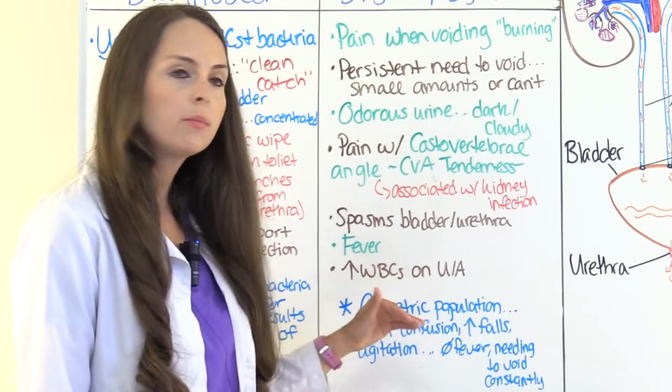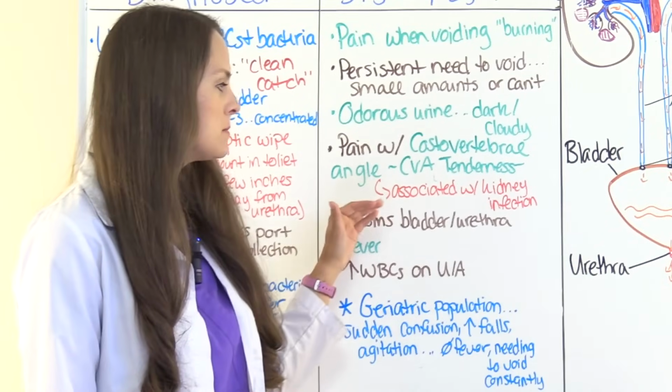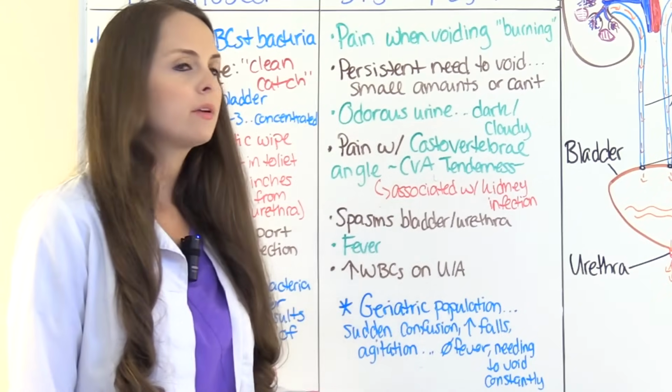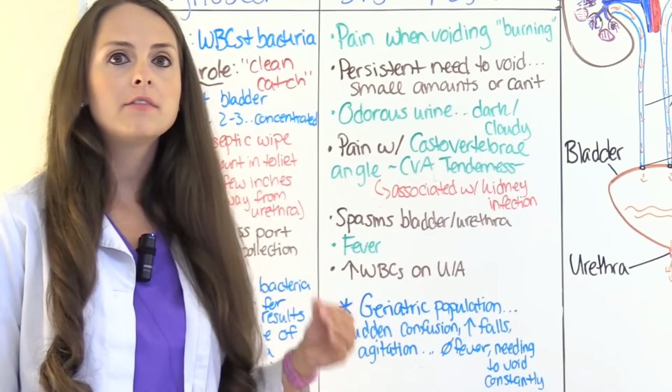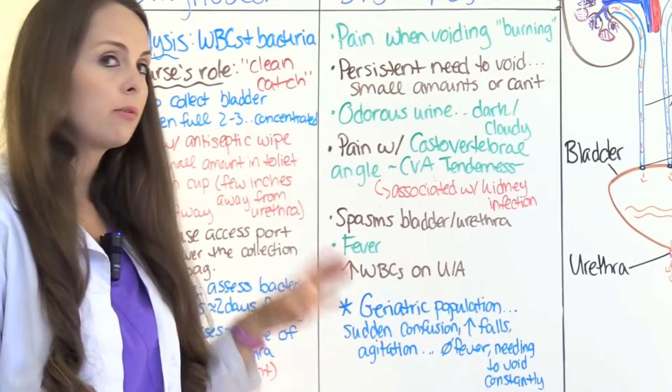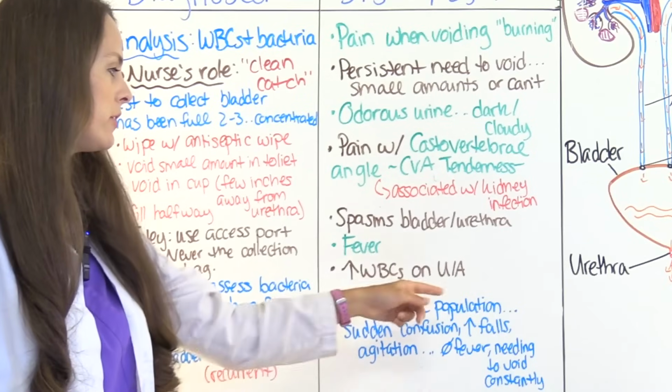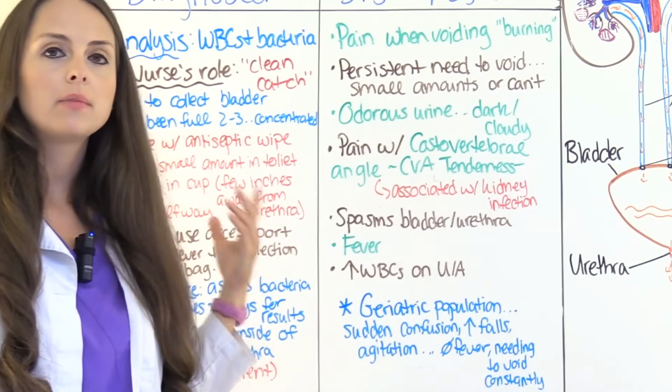Another thing your patient can report are spasms or a cramping-like feeling of the bladder and the urethra, and this can be very, very painful to a patient who has a UTI. Also, they will have a fever, and on that urinalysis, they can have increased white blood cells.